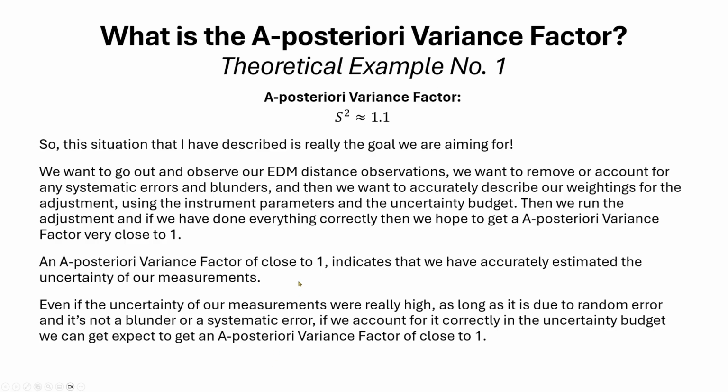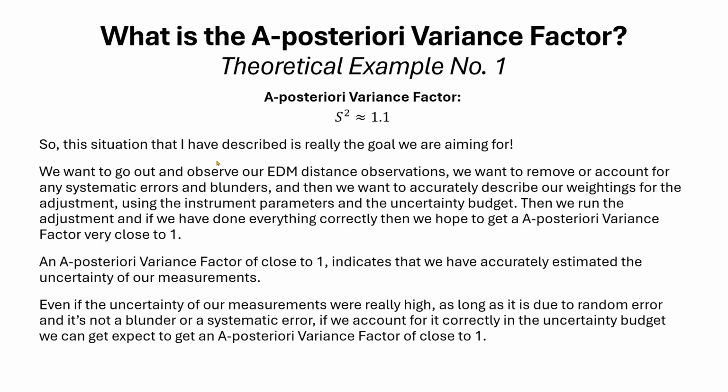So this situation that I've described is really the goal we're aiming for. We want to get our variance factor as close to 1 as possible. So we want to go out and observe our EDM distance observations, remove or account for any systematic errors and blunders, and then accurately describe our weightings for the adjustment using the instrument parameters and the uncertainty budget. Then we run the adjustment. If we've done it correctly, then we get an a posteriori variance factor of very close to 1.